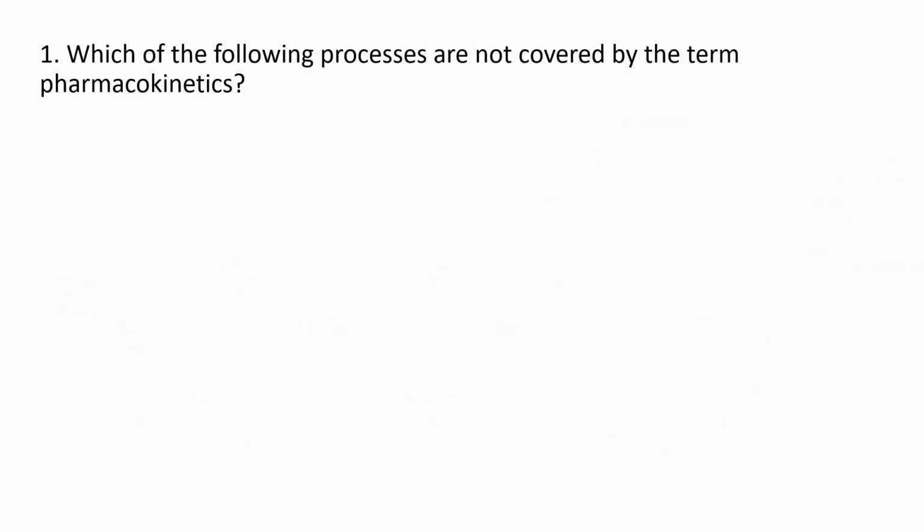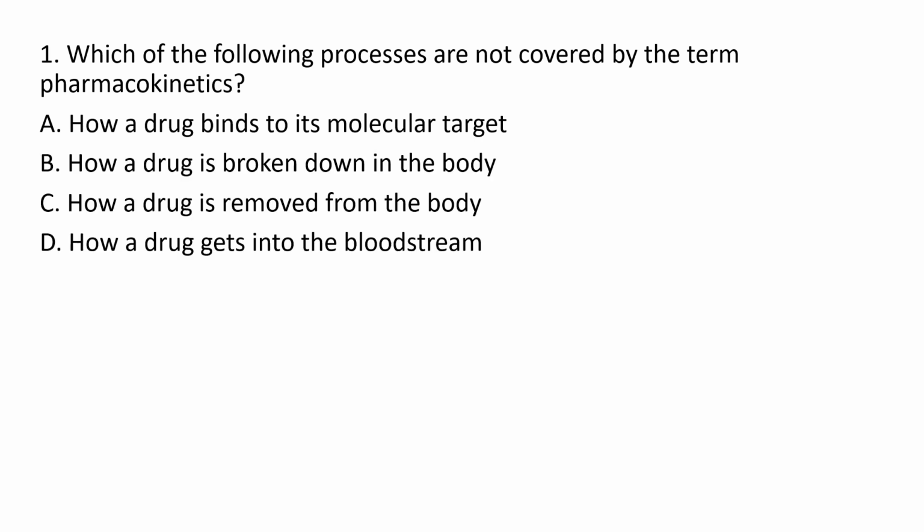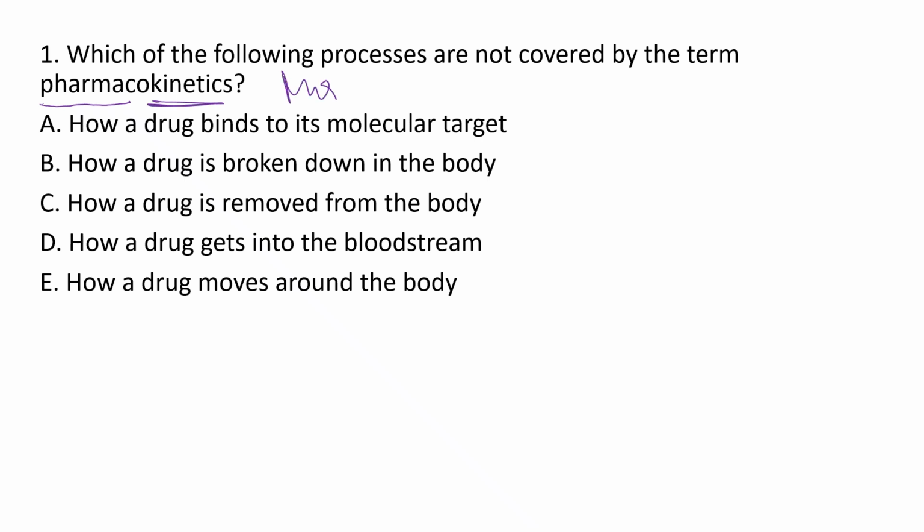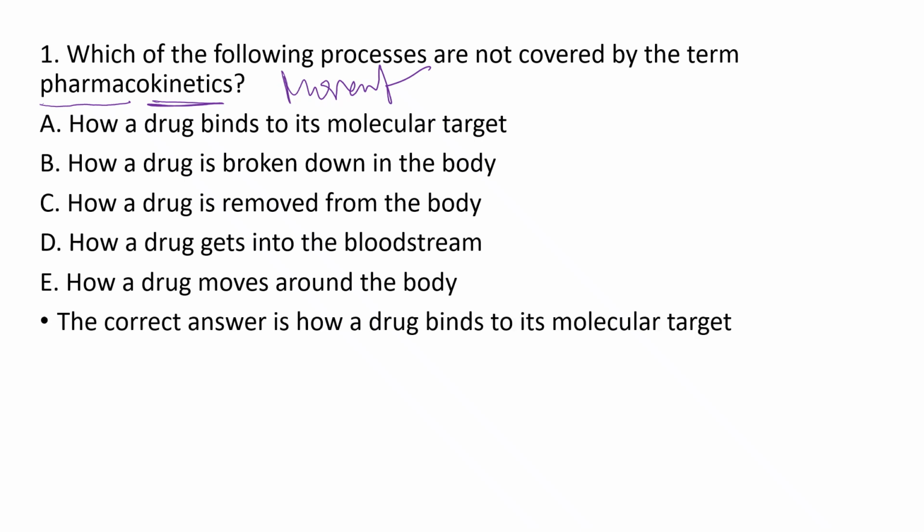Okay, so here is the question. Which of the following processes are not covered by the term pharmacokinetics? Pause the video, come up with the correct answer. Alright, so we are talking about pharmacokinetics, right? Pharma means medication, kinesis means movement. So what movement? Drug movement, where it moves in the body. So I think you guys got the correct answer.